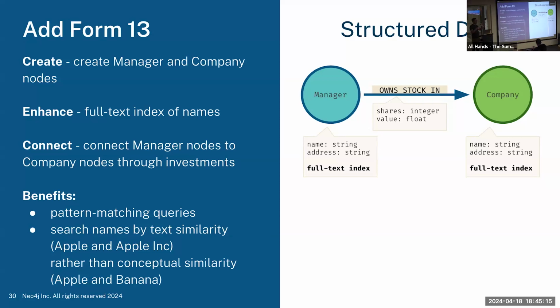And maybe surprisingly, there's no reason to put a vector search on the names of the companies. You could do that, but you don't really want conceptually similar company names. You want textually similar company names. That's really a full text search, not a vector search. So you do have a full text index on both of the names for the companies and the investment firms. This is on the structured data side.